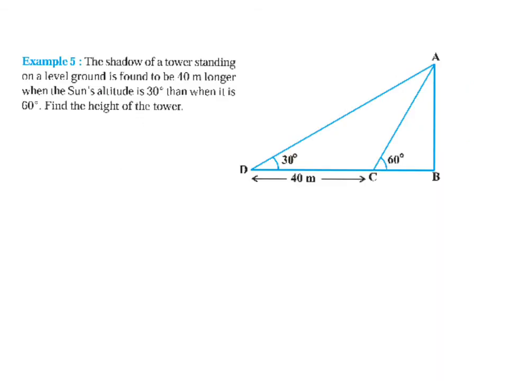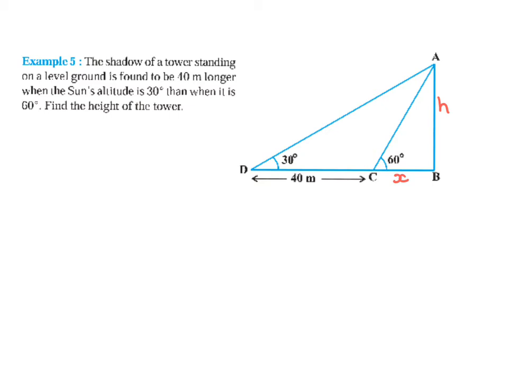Let's try this. The shadow of a tower standing on a level ground is found to be 40 meters longer when the sun's altitude is 30 degrees than when it is 60 degrees. Find the height of the tower. So let the height of the tower be h. AB is the tower. And let BC be x. And when the altitude of the sun is 30 degrees, the length of the shadow is DB, that is 40 plus x, because it's 40 meters longer.